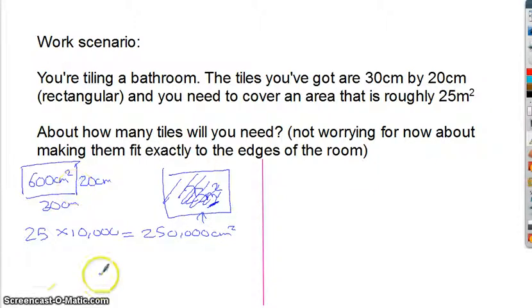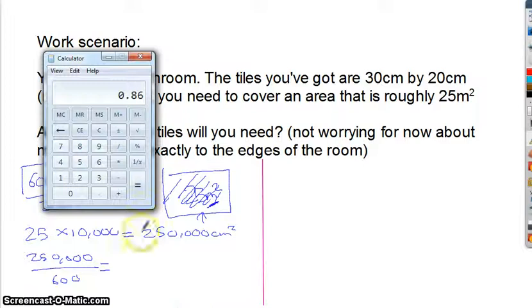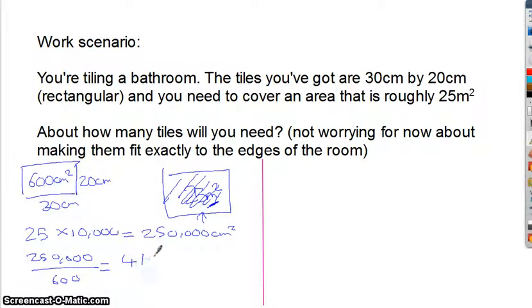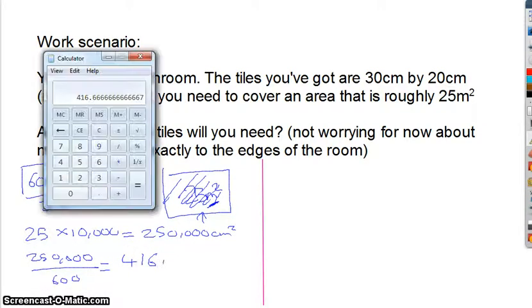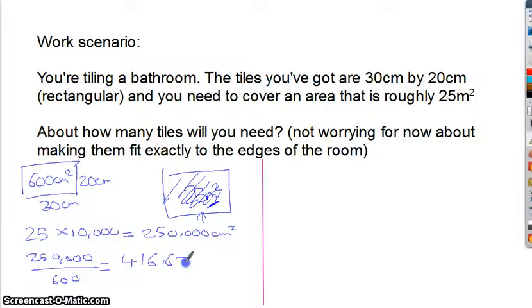Each tile is 600 centimetres squared, so if I divide 250,000 by 600, let's see what that gives me. And I get 416.67 tiles to 2 decimal places, or approximately 417 tiles.